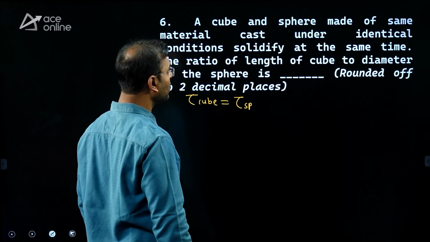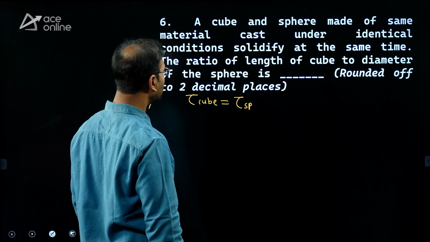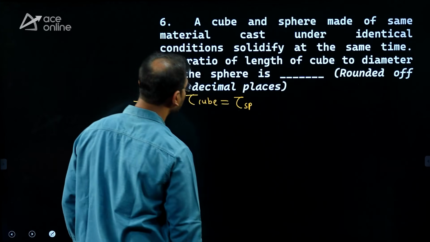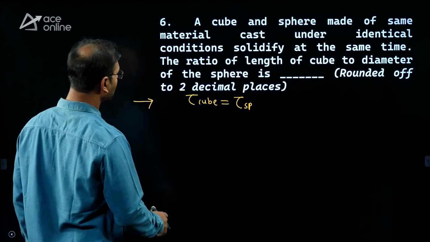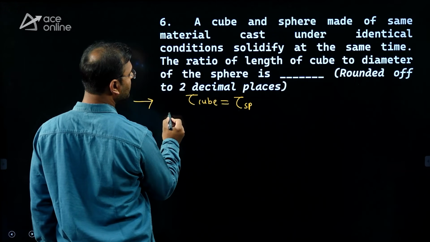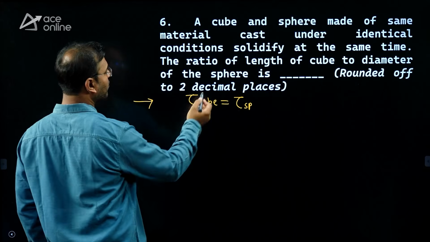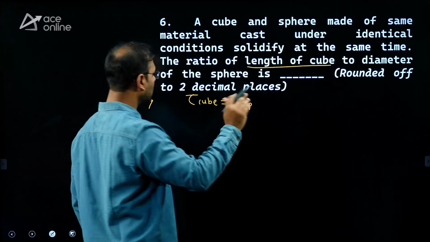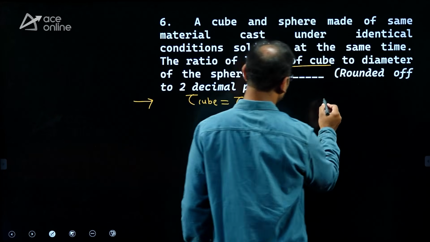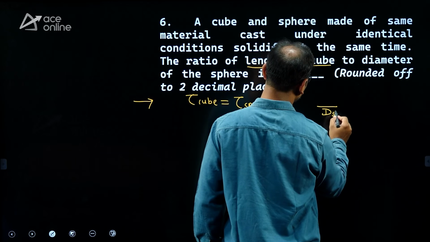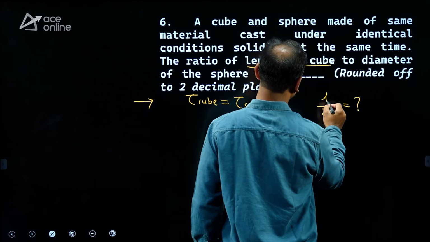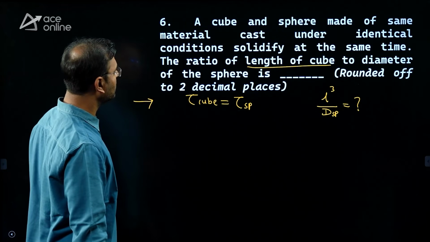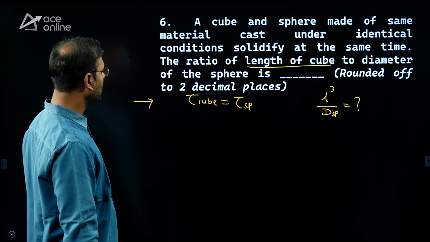Then the ratio of length of cube to the diameter of the sphere is, okay, just calculate. Here is the solidification formula. What we have to calculate is the ratio of length of cube to the diameter of the sphere. Means L cube divided by diameter of sphere, that answer we have to calculate.